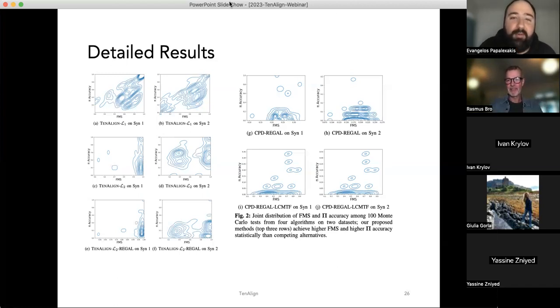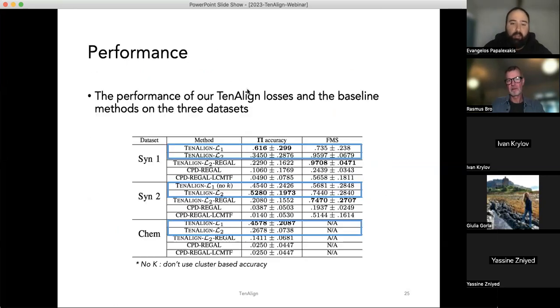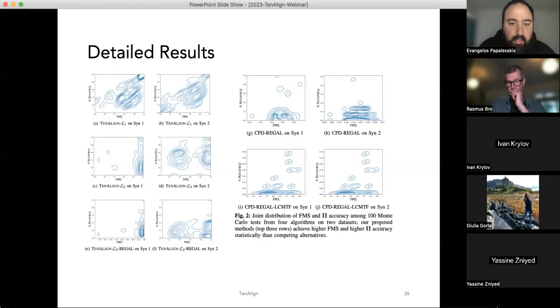Let me check. So if we try to compare with, yes, we did. That's a good question. In fact, we first tried using exactly that, but we wanted to be more flexible. Let me go to the results here. The CPD plus REGAL plus LCMTF: CPD and REGAL give us an alignment, right? And then LCMTF gives us essentially the factors. And you see, we have a big range of factor match score here.